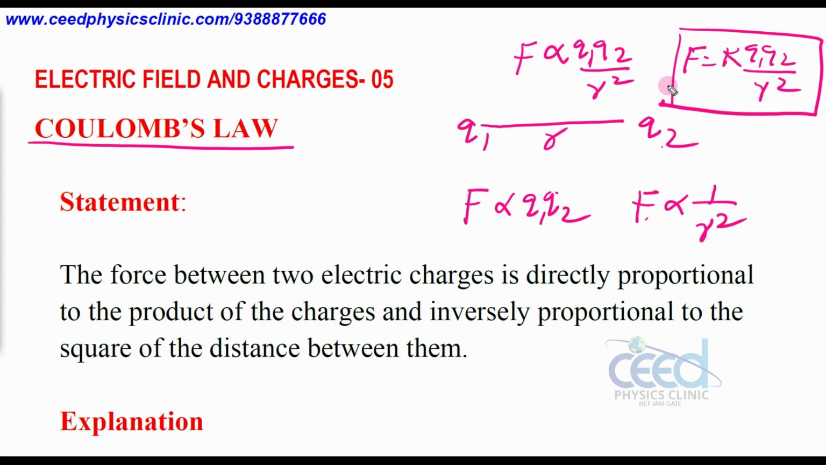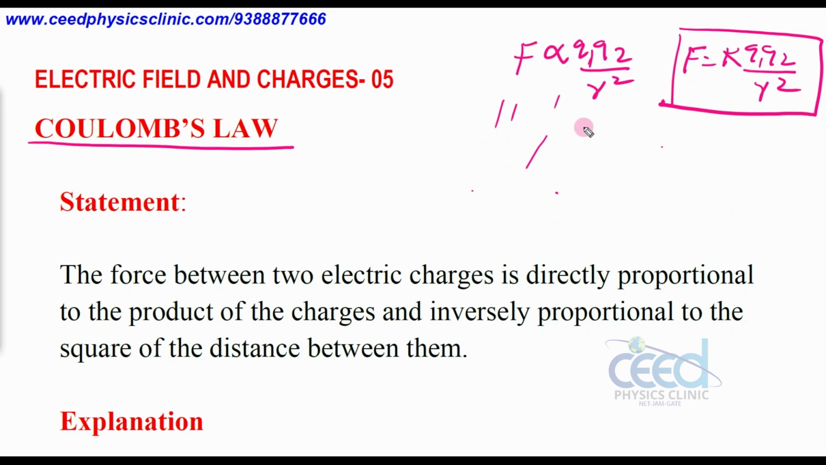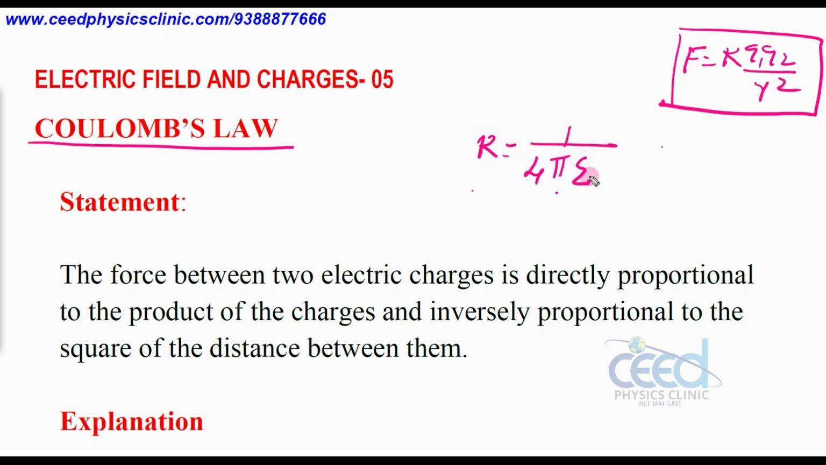This k is a constant which depends on the medium. Suppose there is a medium between these two charges; we already know the presence of a medium will increase or decrease this force based on the nature of the medium. So based on that, this constant we can write as k is equal to 1 by 4 pi epsilon, where epsilon is the permittivity of the medium.